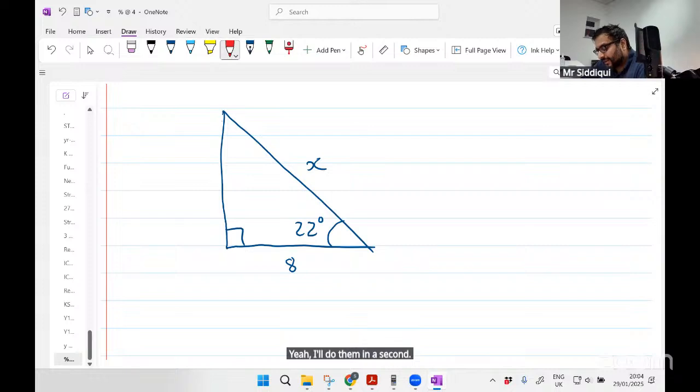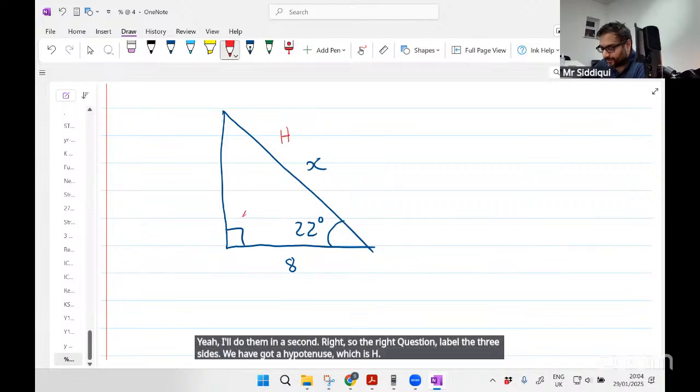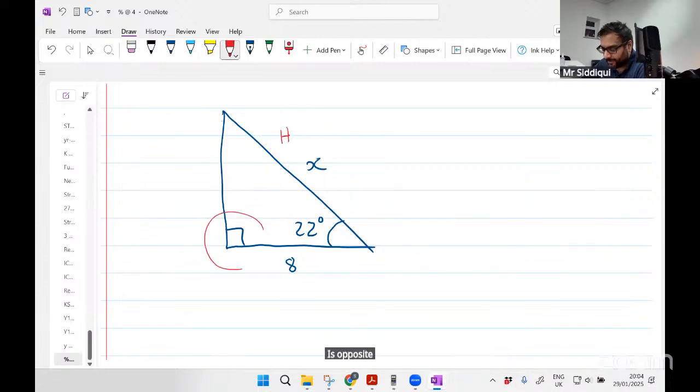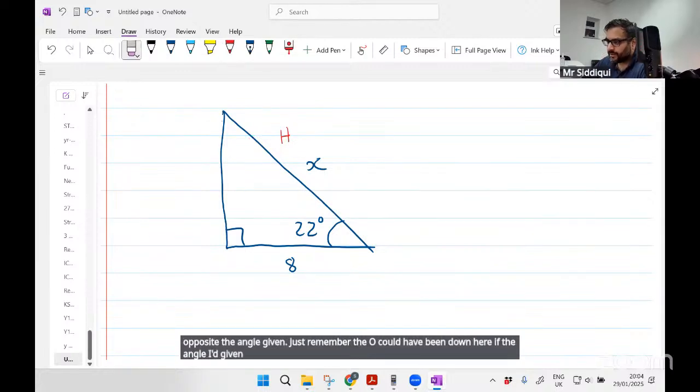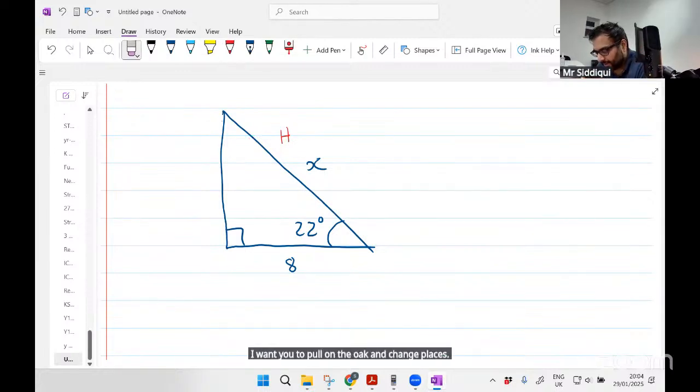Right, so the question: label the 3 sides. We have got a hypotenuse, which is H, which is opposite the right angle. We've got an O, which is opposite the angle given. Just remember, the O could have been down here if the angle I'd given you was up here. So it's important, the O can change places. So that's O in this case, and that's the A.